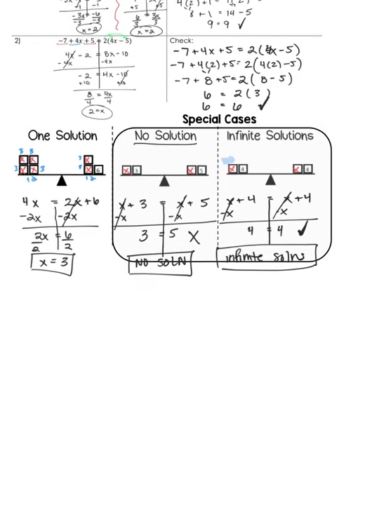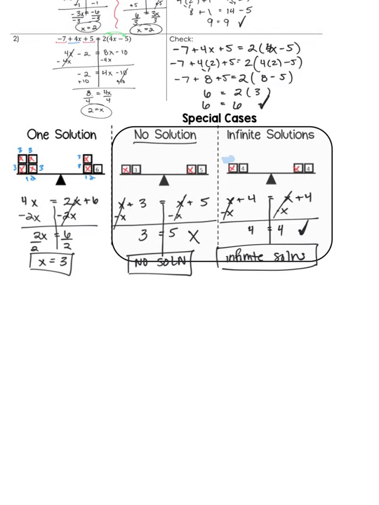So when you're solving these algebraically, the difference between our special cases and our one solution case is that in both of these, when we were solving it, all of our x's canceled out. When I had no solution, all my variables canceled out and I was left with a false statement. 3 does not equal 5. When I had infinite solutions, all my x's canceled out and I had a true statement. 4 equals 4. When you have one solution, you're going to get to the bottom of your problem and still have an x equals, because that's your one solution.